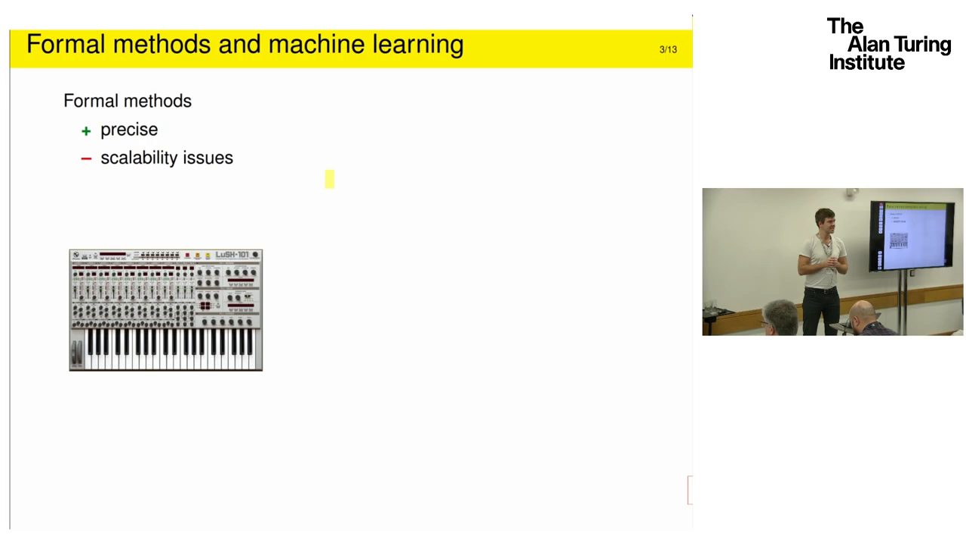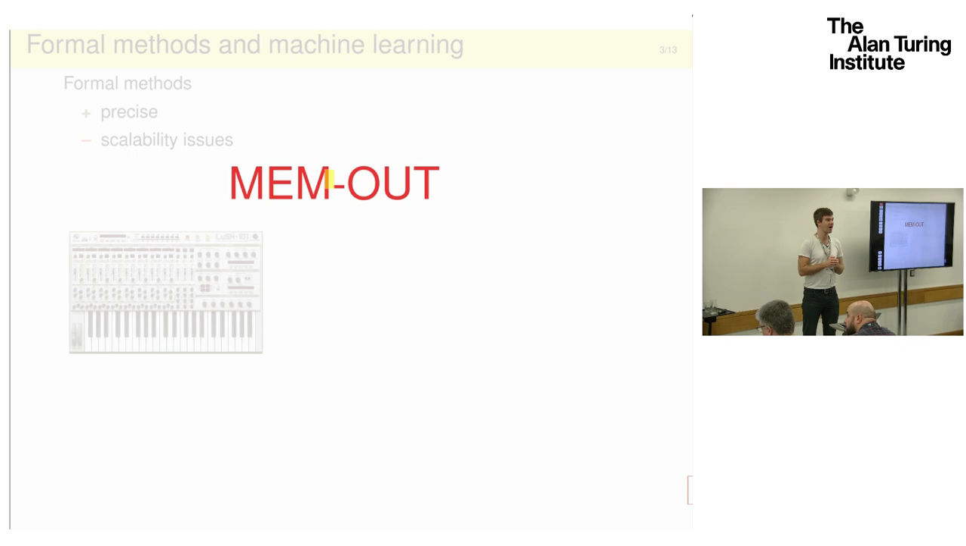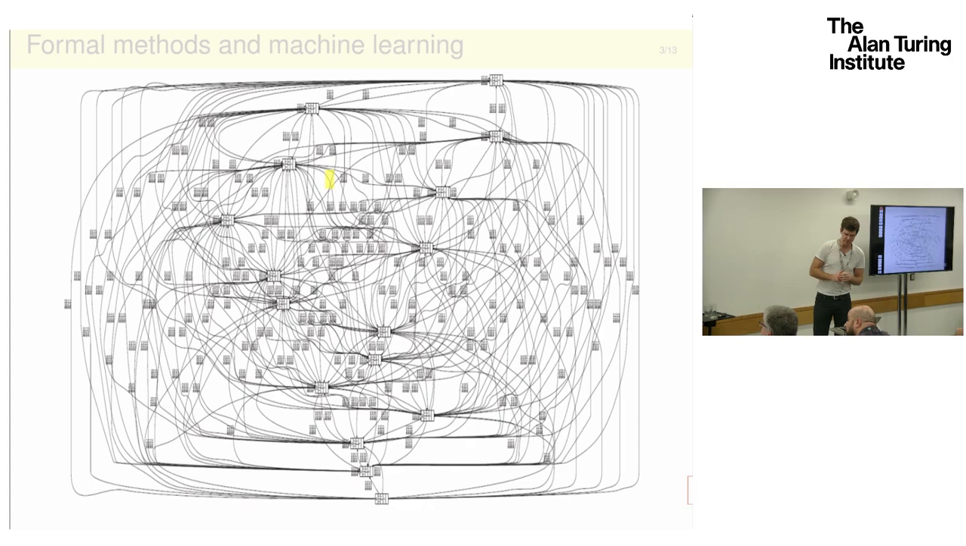It's a push-button technology, so what happens if you push the button? Well, you get a memory out, for instance. Then you work hard and you push the button again, and you get a timeout. Then you work hard again, and then maybe in the end you get this, which is some description of how to control your robot.